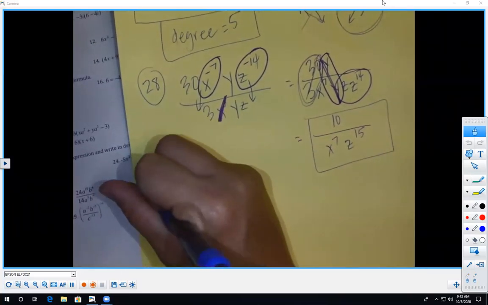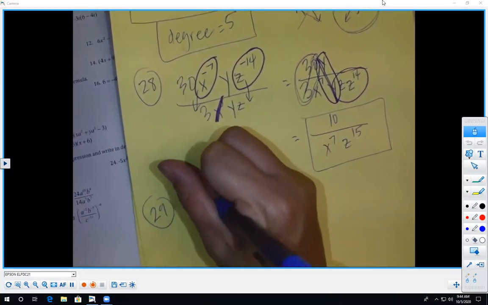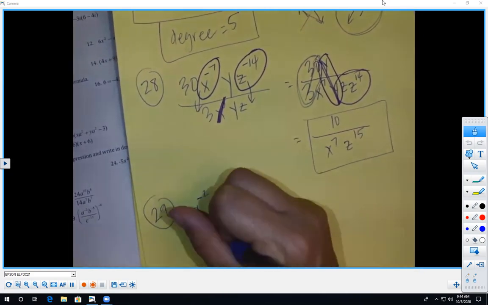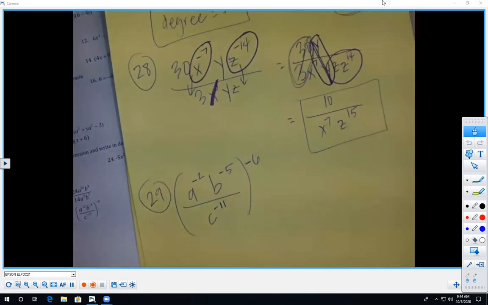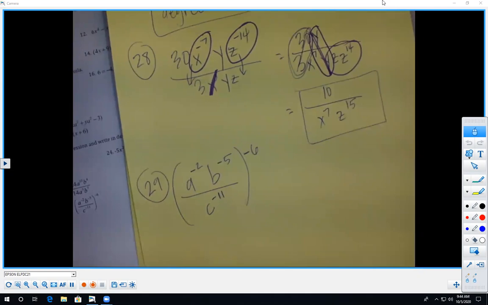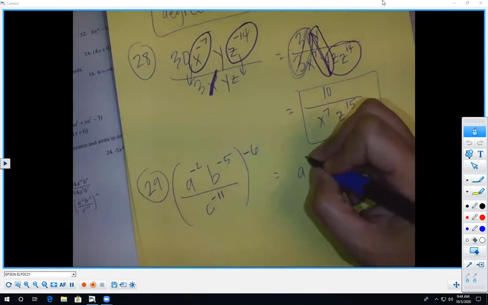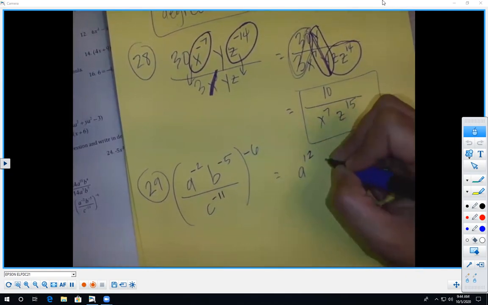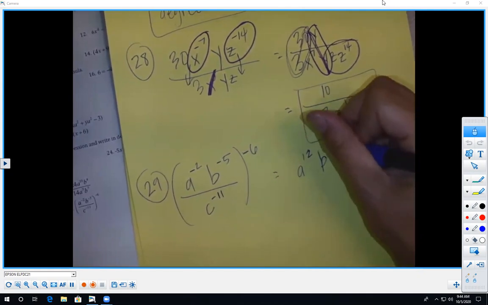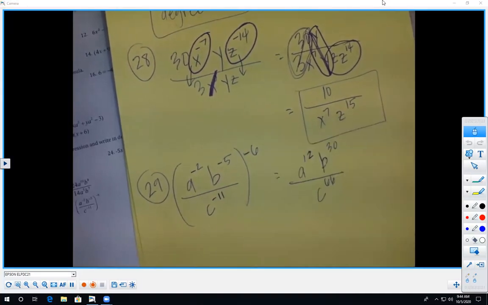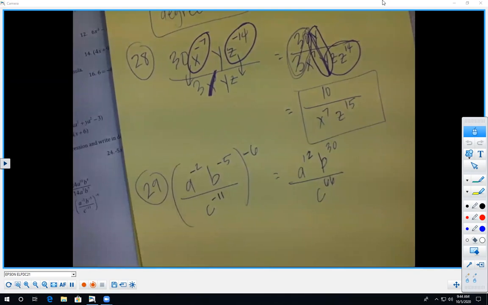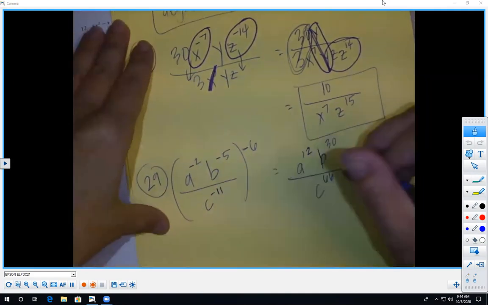Okay, look at 29. A to the negative 2, B to the negative 5, over C to the negative 11. And it's all raised to the negative 6th power. Distribute your exponent. So I get A to the positive 12, B to the positive 30, over C to the positive 66. Do you have any negative exponents to fix? Can you combine anything? That's your answer.